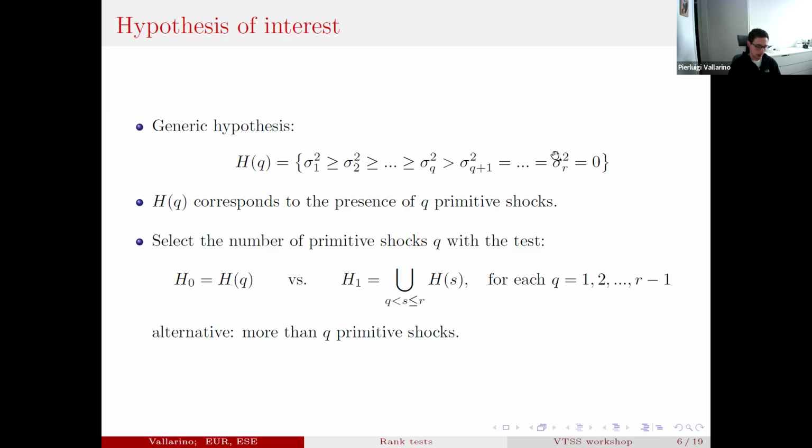And it corresponds to the hypothesis that there are Q primitive shocks, or equivalently in this paper, common dynamic factors in the panel data of interest. And what we do is we select this number of primitive shocks with the following test. We consider the null hypothesis that there are Q dynamic factors against the alternative that there are strictly more than Q dynamic factors. And we do it for any positive integer between 1 and little r minus 1. So the alternative is always more than Q primitive shocks.